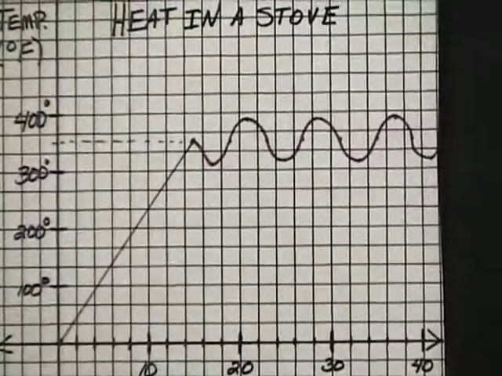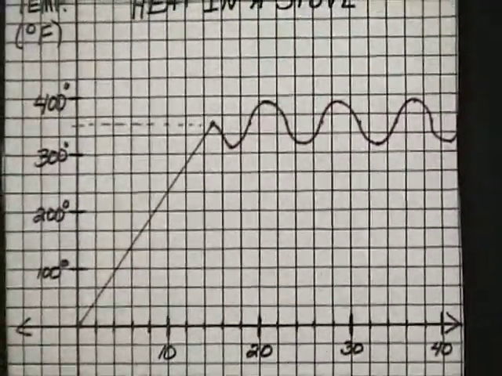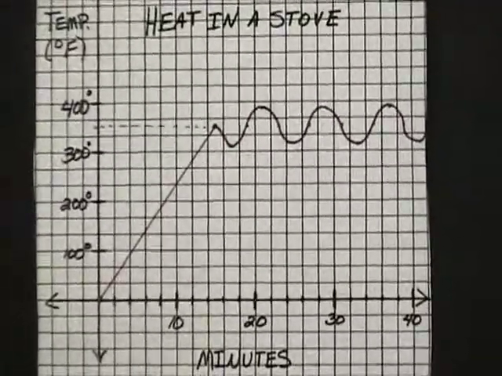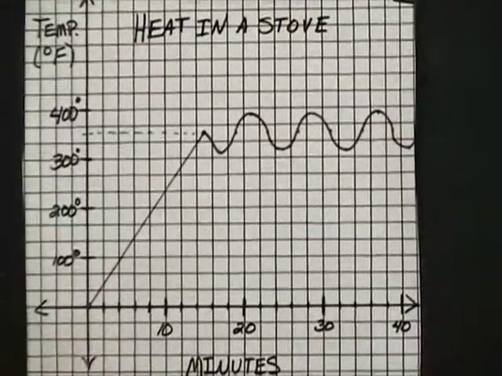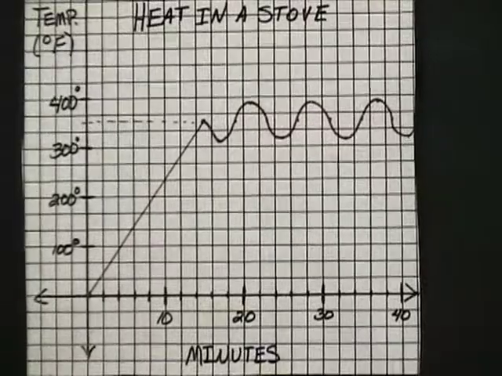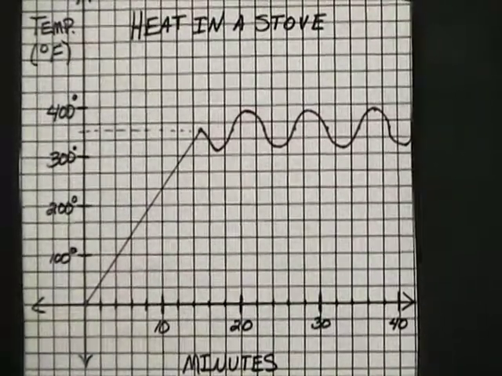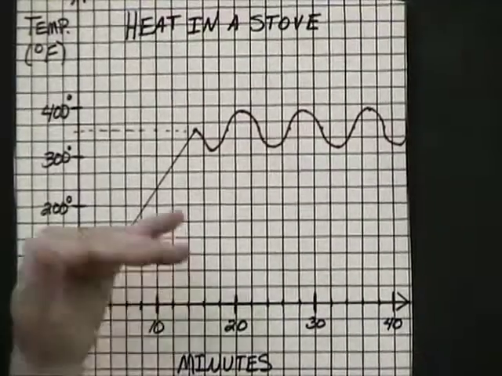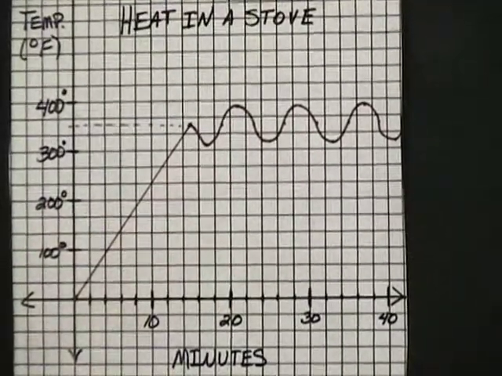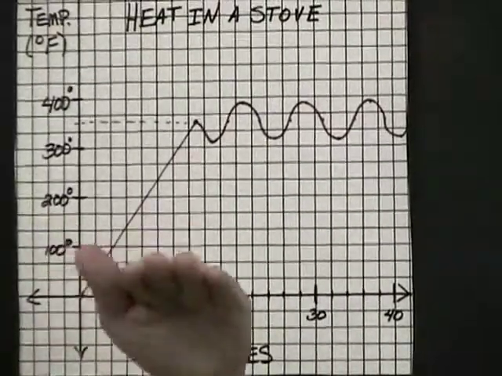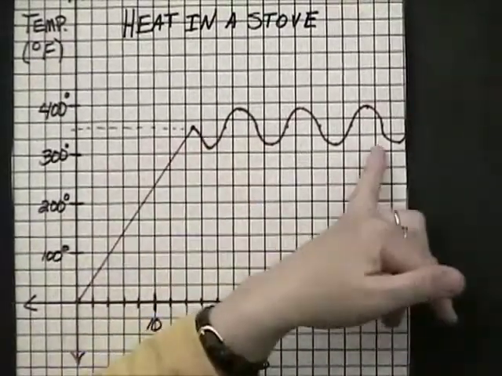And that's because of the thermostat. All right, a stove doesn't heat continually. It'll heat up to a certain height, and then the heating element or the gas flame goes off for a bit, and it'll slowly start to cool down. And then when it reaches a certain point, that thermostat kicks in again, and it starts heating up again, and then cooling, and heating and cooling. And this is what it looks like graphically.